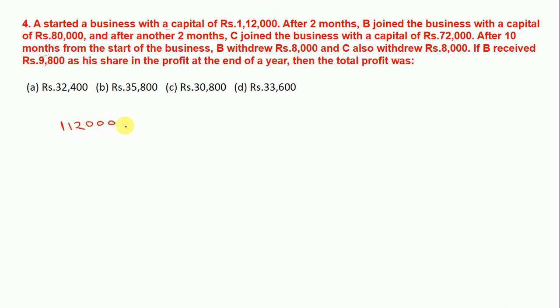And for how much time? It will be for 12 months, because A has not changed his investment throughout. So it will be as it is. Now for B. B joined the business with an investment of 80,000. And he has joined after 2 months, and changed his amount after 10 months. So this amount is kept for 8 months.